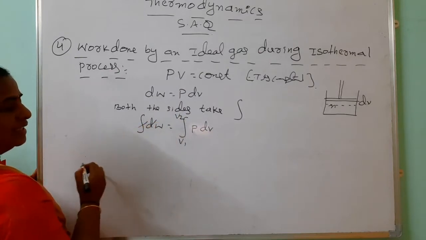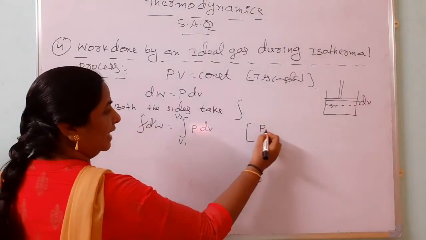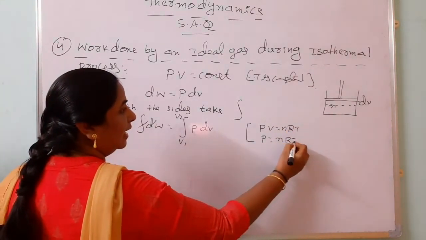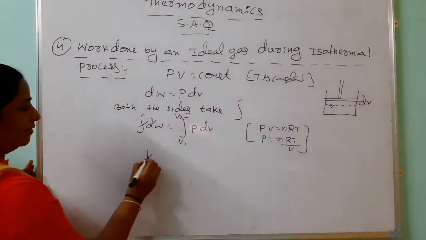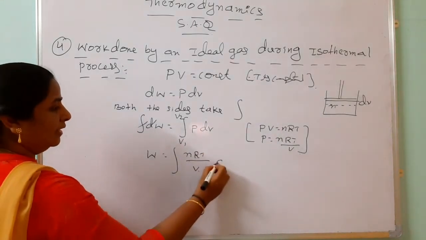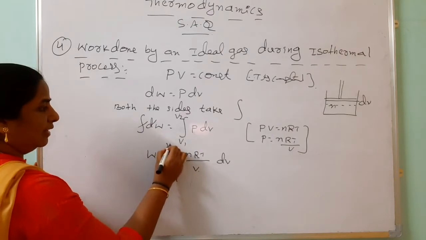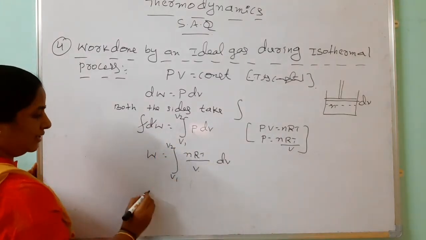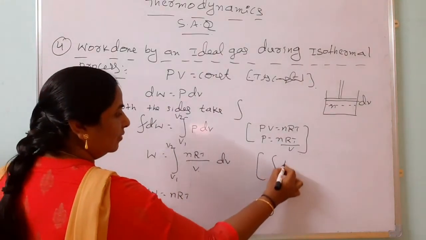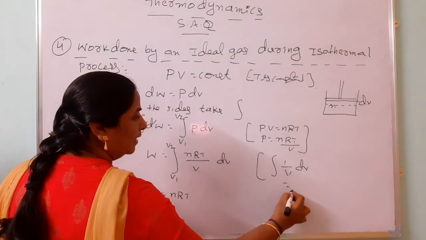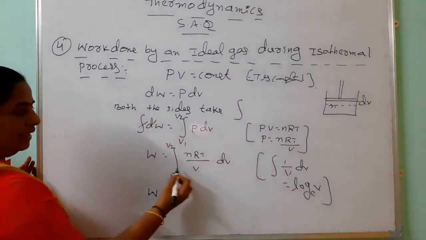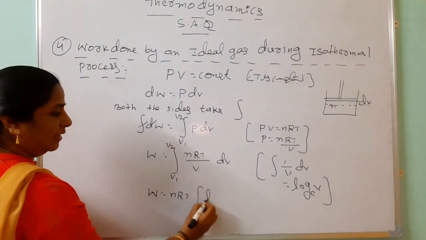Here integration and differentiation cancel, and you know from the ideal gas equation PV equals nRT. Then instead of P, what are we writing? nRT by V. So W equals integration of nRT by V into dV, with limits V1 to V2. Here nRT is constant. You remember that the integration of 1 by V into dV is log e V, where e is the base. This is the formula.